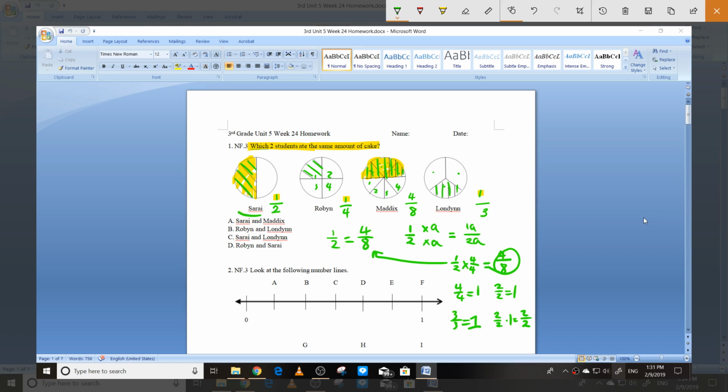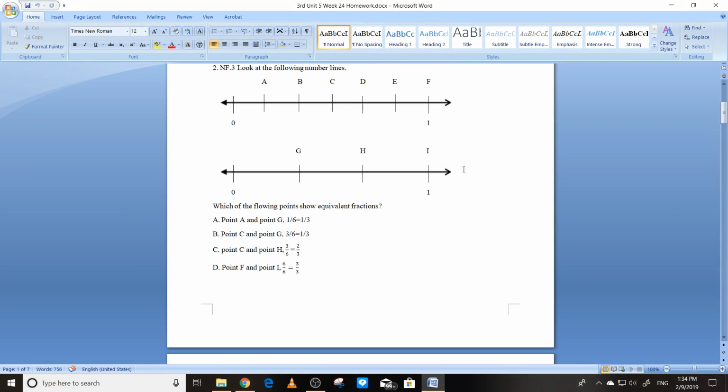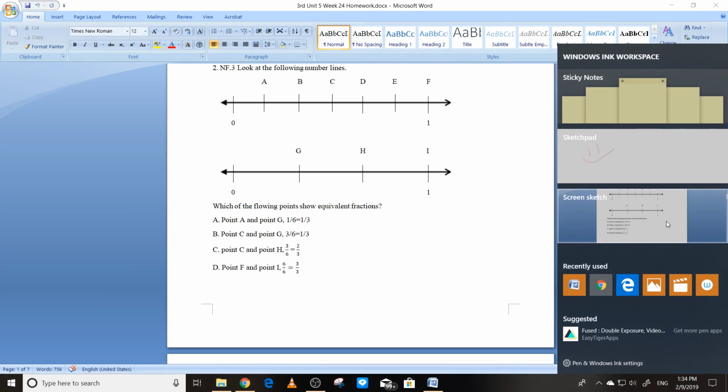That is why Sarai and Maddox should be our answer, and that is A. And that's how you do number 1. And please, if you don't understand this, you've got to ask. All right, this is not an easy concept for you to grasp. All right, let's take a look at number 2.